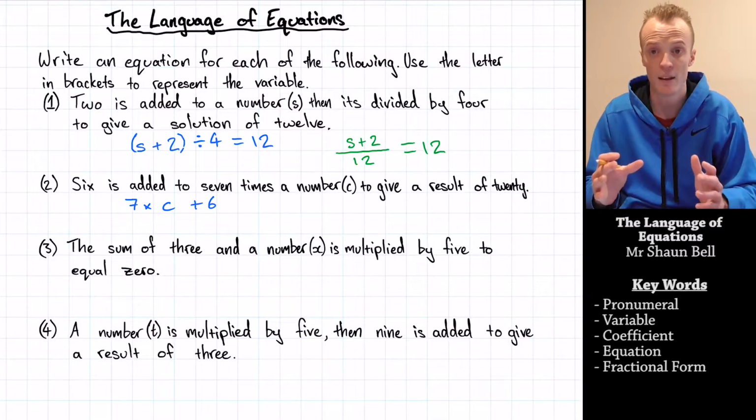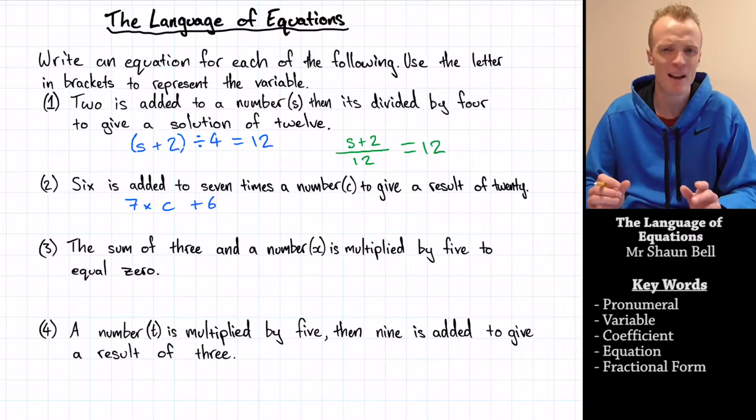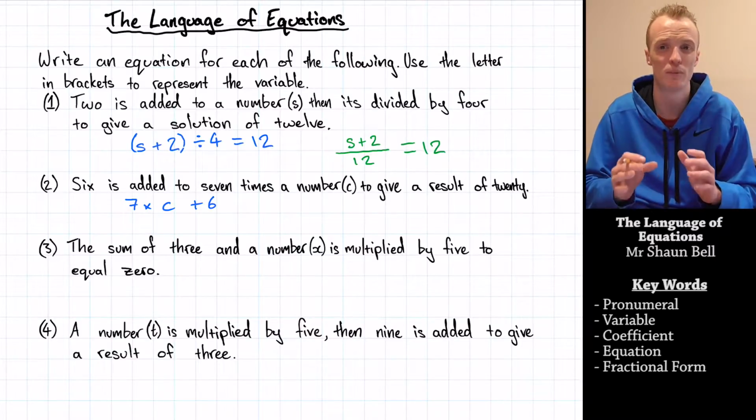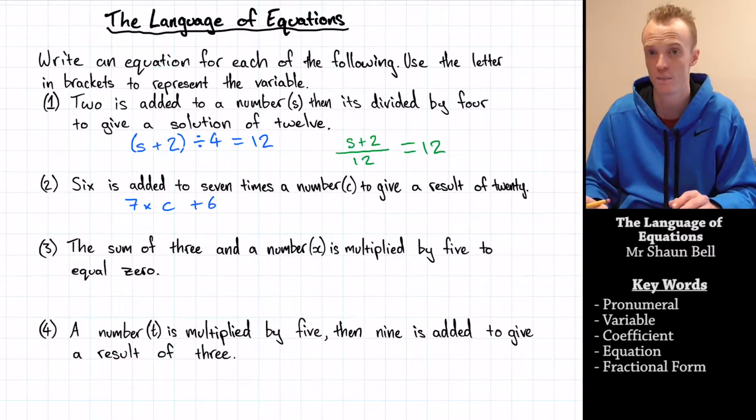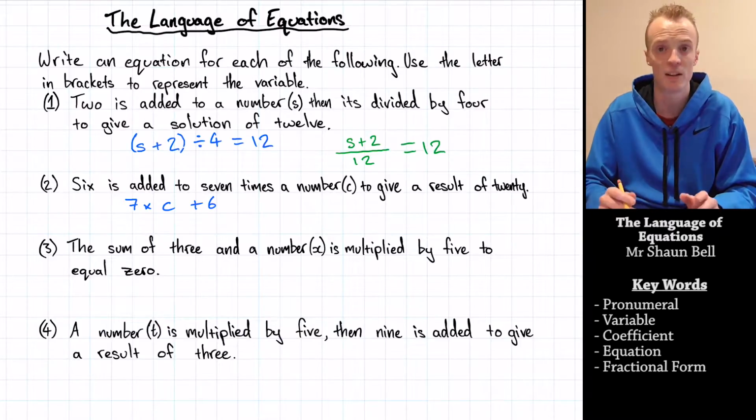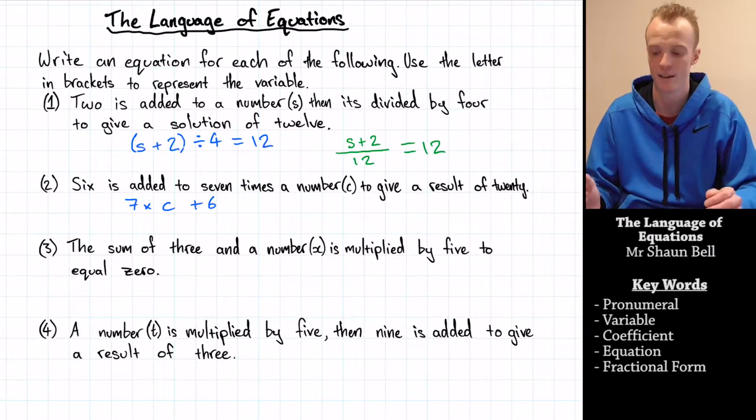Now you might be thinking here, we need to put brackets around the 7 times C. Now, whilst that might make an incorrect statement, BEDMAS actually tells us that we need to do multiplication before we do addition. Now, that means we need to do the 7 times C before we add 6. So we don't need brackets here.